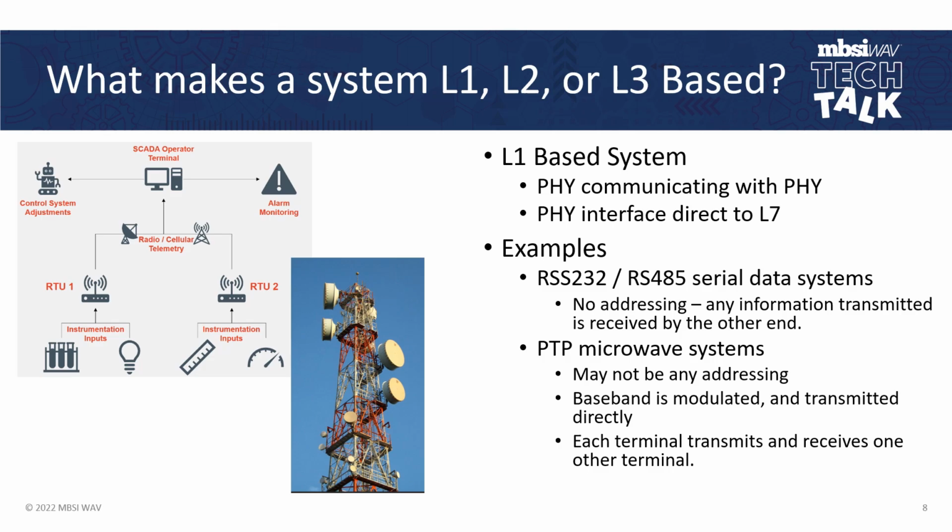Sometimes point-to-point microwave systems may not have any addressing either. The baseband might be modulated directly and transmitted right to the other end. The receiving end then converts the RF over the air back to baseband again, and then sends it off to whatever the next device is.